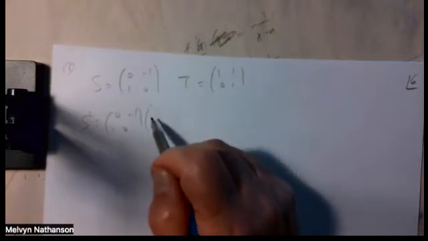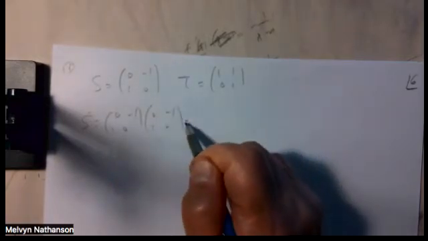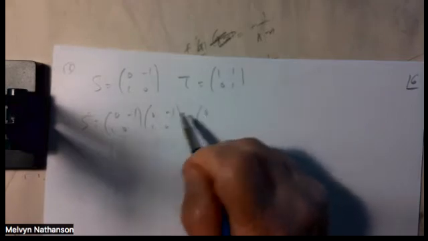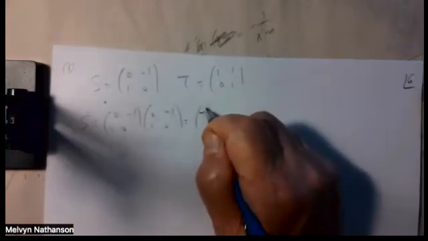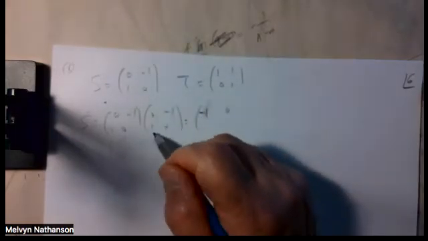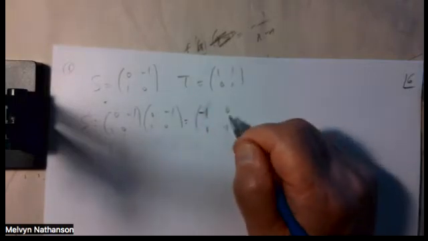S squared, you multiply the matrices, you get 0 times 0 plus minus 1 times 1. You get minus 1, 0, 0, minus 1. So S squared is this matrix, which is minus, if you like, 1, 0, 0, 1, or minus the identity, but that's where I leave it.